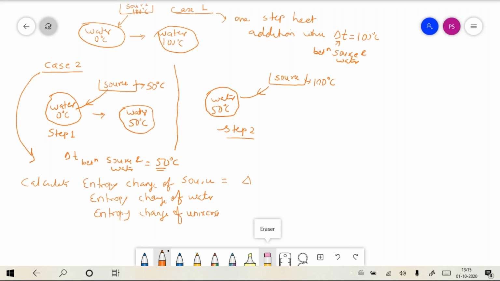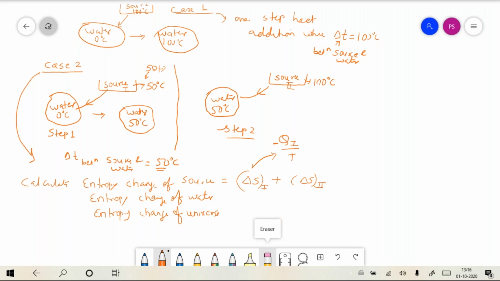So the entropy change of source would be delta S of source 1 plus delta S of source 2. What is delta S of source 1? Delta S of source 1 would be Q1 by T, right? And this is minus. What is this T in source 1? Source 1 T is 50 plus 273.